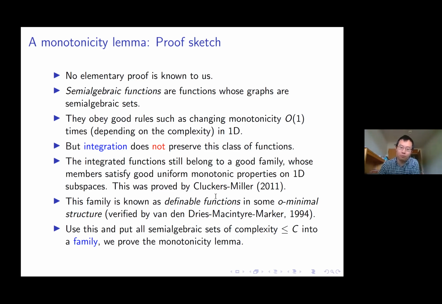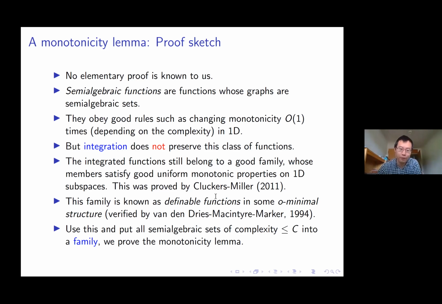So I have two statements that they belong to a good family. This is proved by Cluckers and Miller in 2011. And this particular family, also known as definable functions in some o-minimal structure, if you know o-minimal structures, it's in R_an,exp. So because of this o-minimal structure property, you know they satisfy good uniform monotonic properties. And the fact that this is in an o-minimal structure is verified by van den Dries, Macintyre, and Marker a little earlier. So we have all the tools.